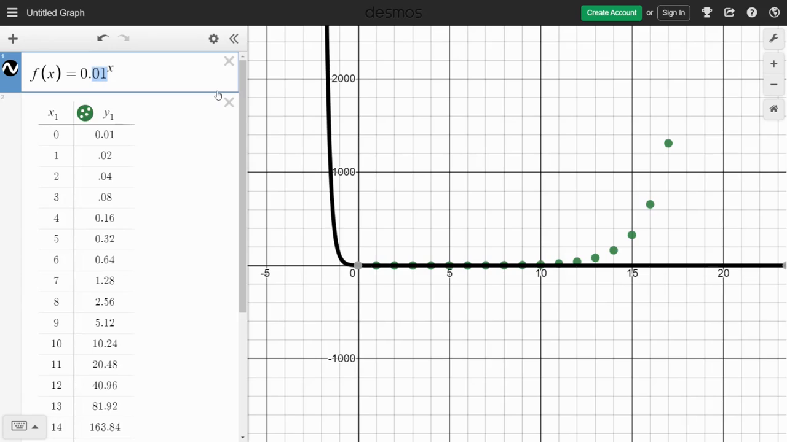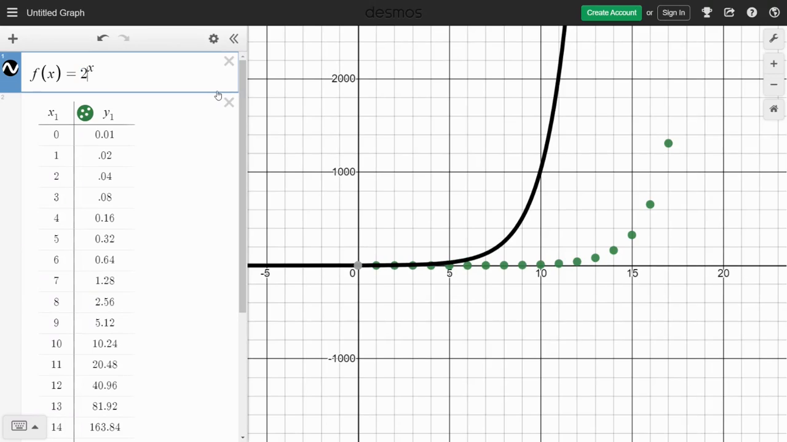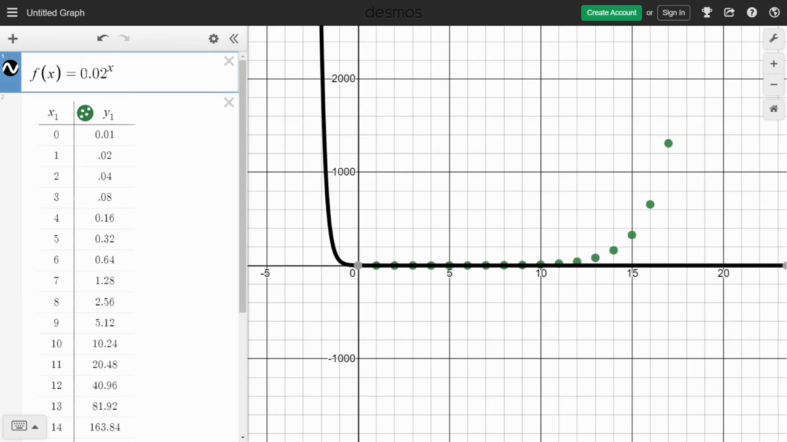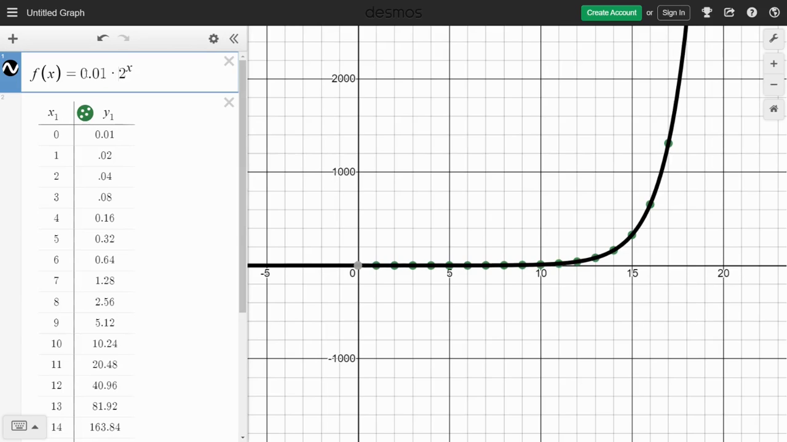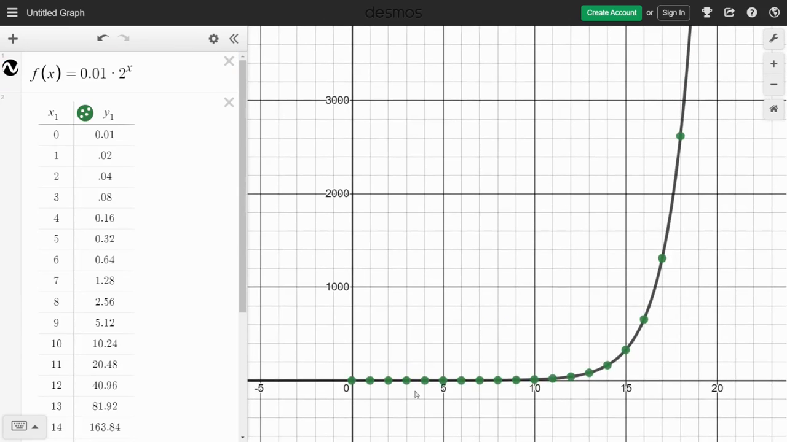So actually having that 2 to the power of x there was absolutely right. But what we need to do here is, since we're starting out with a number other than $1 or 1 whatever, we need to put our starting amount out front. So since we started out with 1 penny, we're going to put 0.01 and then times our 2 to the power of x, because it is doubling. And now this matches our data perfectly.